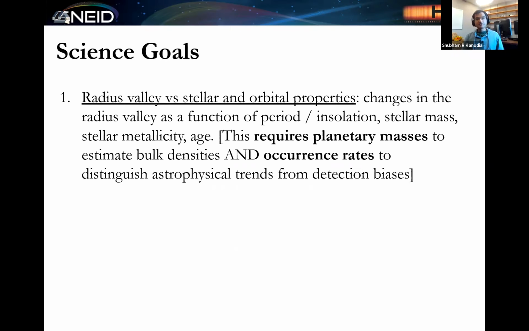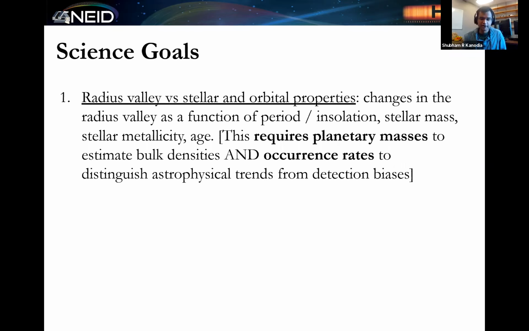One of them is the radius valley, and I mentioned this very briefly in the past few slides. The radius valley is again this underdensity in the radius histogram of planets, somewhere around 1.7 to 2 Earth radii. And it's a very interesting phenomenon because we do not know what the exact formation mechanism for the radius valley is. There's a bunch of theories.